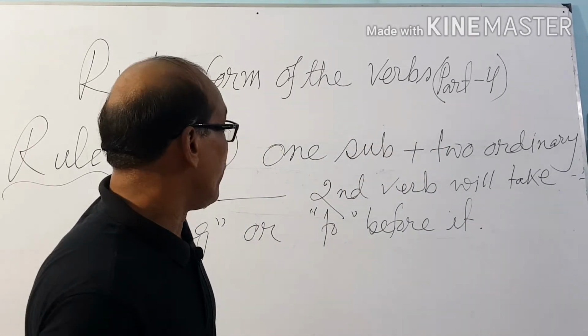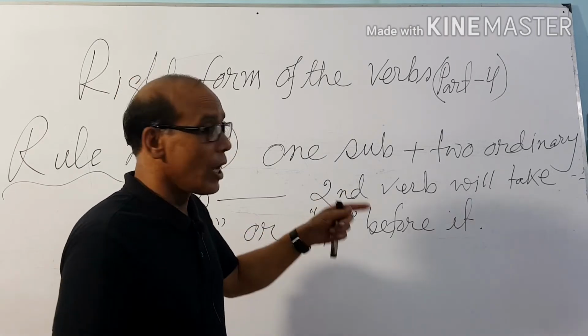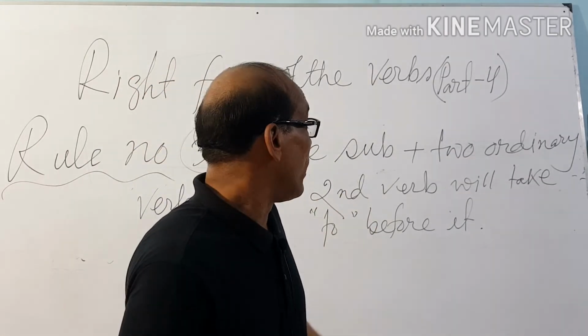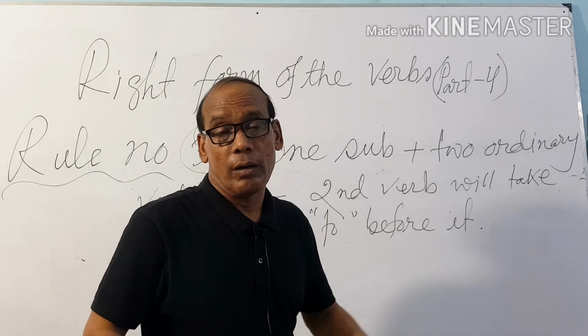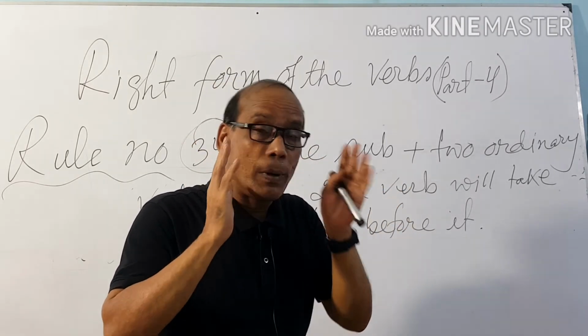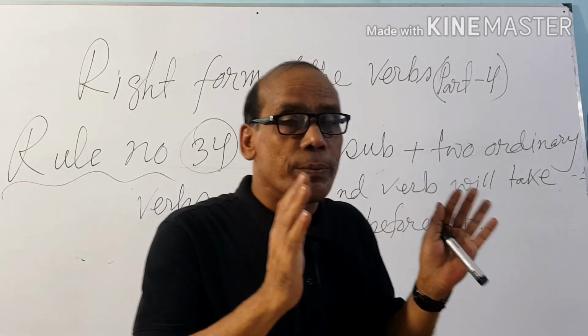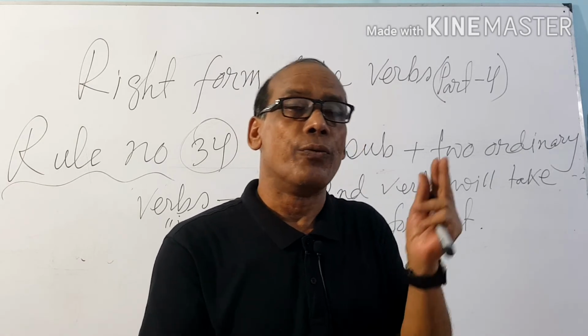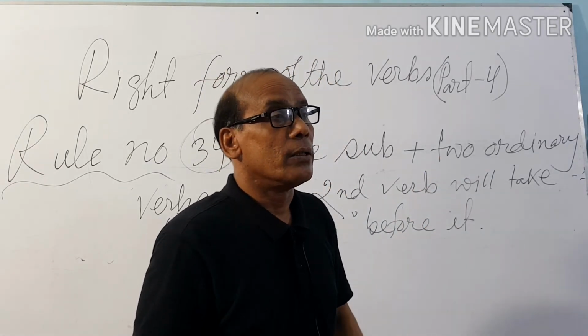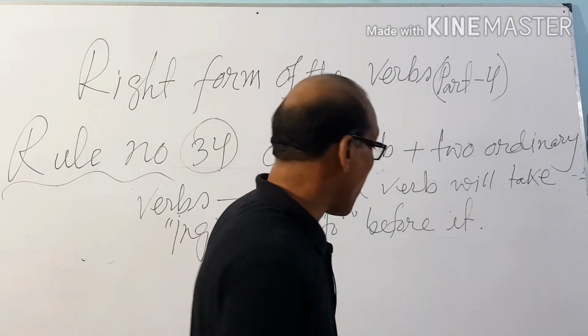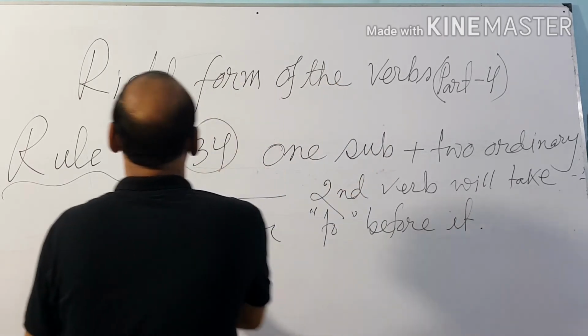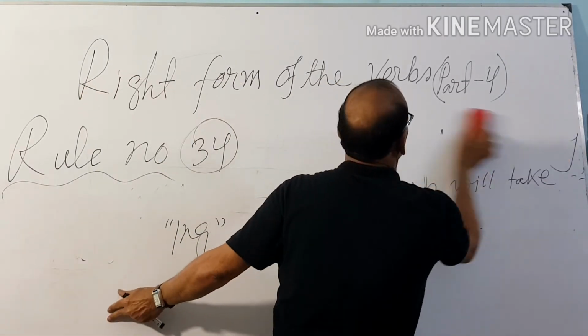But there is confusion. When should we use ing or to? When it will indicate any purpose, you will have to use to before that verb, and in other cases we will have to use ing. Let me give you the examples, and it would be clear to you.